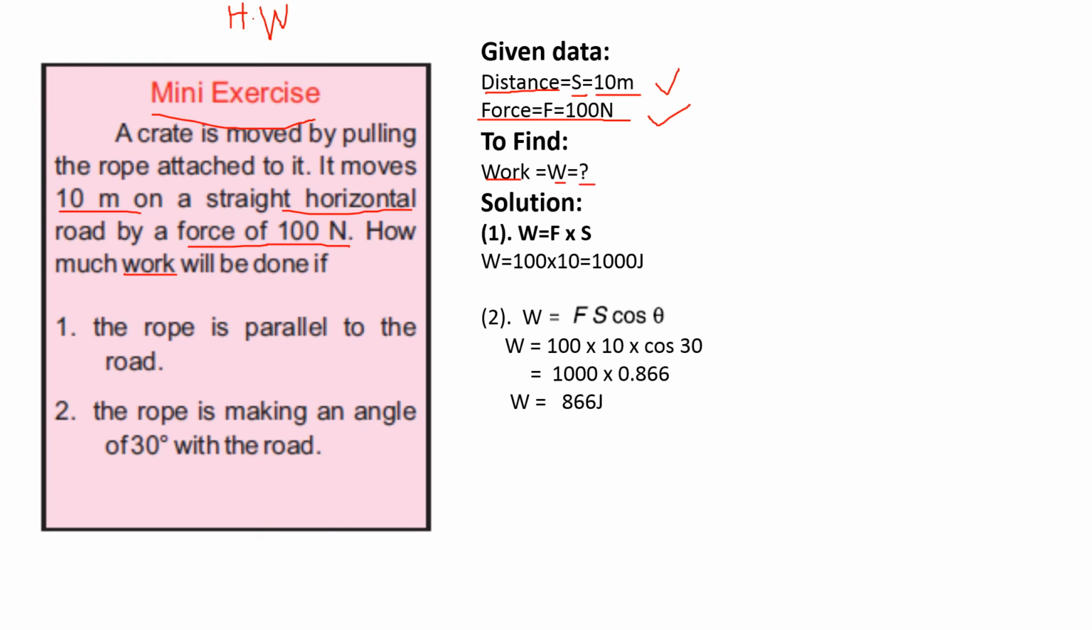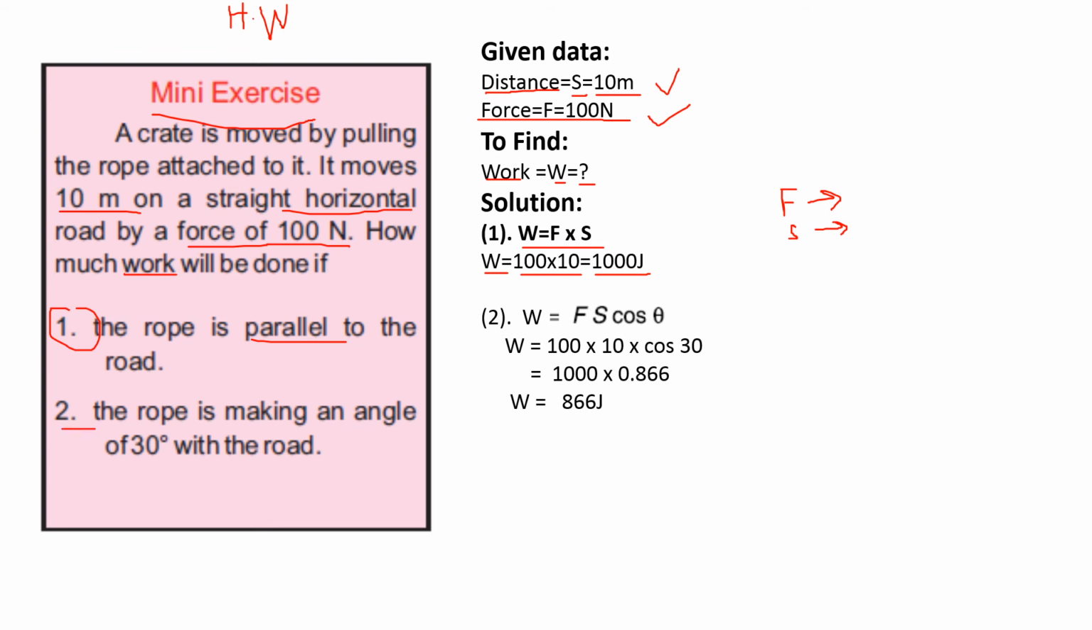Now the first part is that if the rope is parallel to the road, it means F and S are parallel to each other. So we will use a simple formula: W is equal to F into S. W is equal to 100 into 10, which is equal to 1000 joule. In this case, you just have to multiply 100 with 10, right?